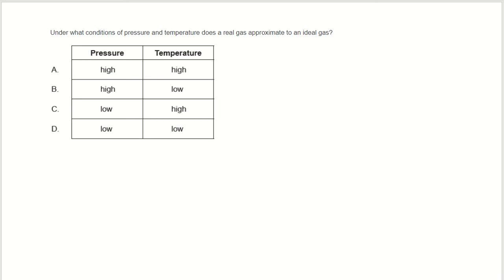So let's solve some examples on topic 3.2. He's saying, under what condition of pressure and temperature does a real gas approximate to an ideal gas? If you remember, we said that it needs to be a low pressure, high temperature, low density. Okay, the STP conditions: 1 atmosphere, which is low pressure; high temperature, which is the 0 degrees Celsius, which is the 273 Kelvin, and low density as well. So C is going to be the answer.